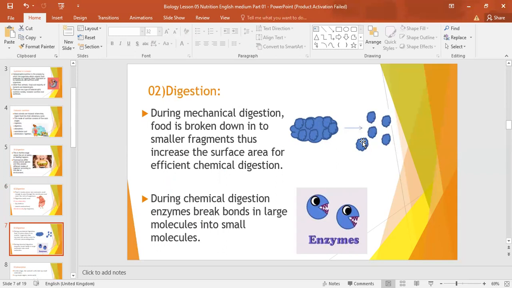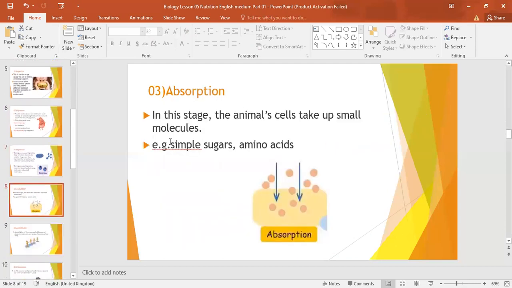Okay. During chemical digestion, enzymes break bonds in larger molecules into smaller molecules. Molecular level digestion is done by enzymes. It is the chemical digestion. Okay. Third one is the absorption. Once they are digested chemically, the smallest nutrients, okay, the simplest nutrients.